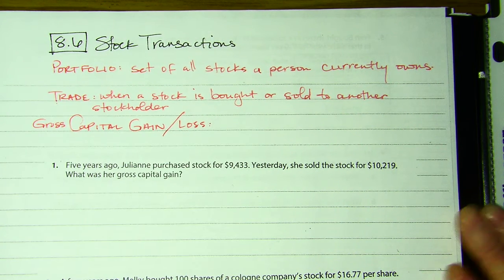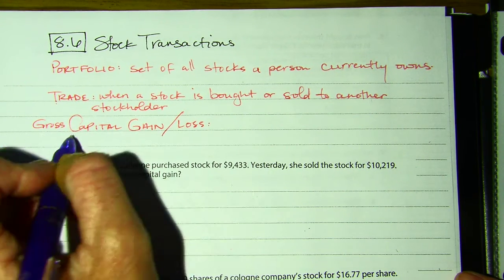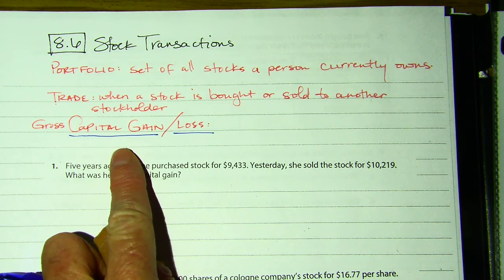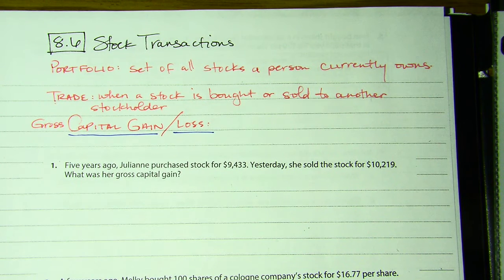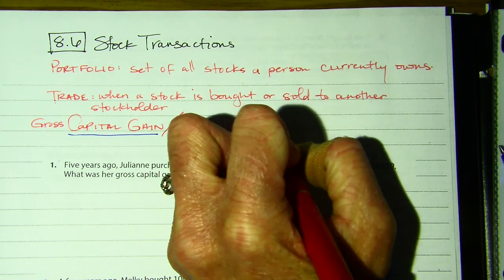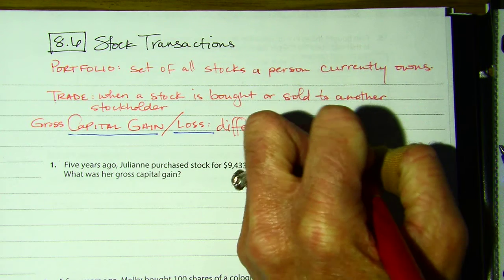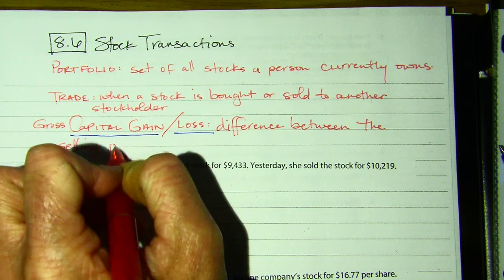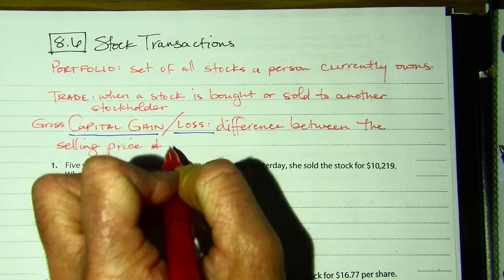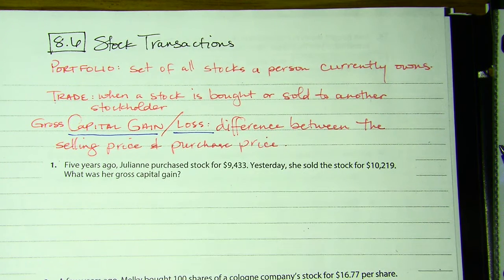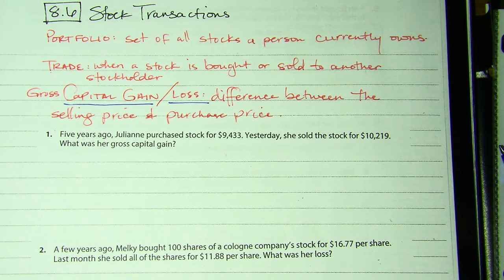But most importantly, and what we're going to actually be calculating today, is a capital gain or loss. A gain is obviously when you gain money. Loss is when you lose money. But it is the difference between the selling price and the purchase price. So if you sell it for more than you bought it for, you gain. If you sell it for less than you bought it for, then it's a loss. So we're going to compute a couple just like your homework.